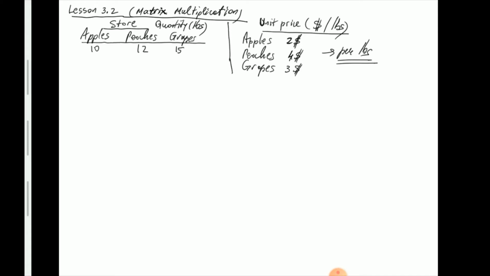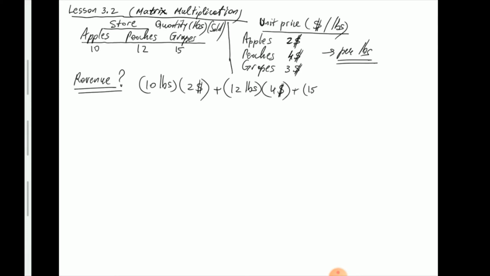So a natural question then is to ask if the store manages to sell this. Let's say that when I write quantity here, I meant the sold quantity on that day. Then the natural question is to ask what is the revenue from selling these items. And obviously you're going to have to multiply the quantity by the unit price and add together, right? So you sold 10 pounds of apples at $2 per pound. So you multiply 10 by 2, to which you add the revenue for the peaches, 12 pounds, multiplied by the unit price. And then finally the grapes, 15 multiplied by the unit price. That'll give me 20, plus 48 plus 45. What is it? That's 68 plus 45. That's $113.